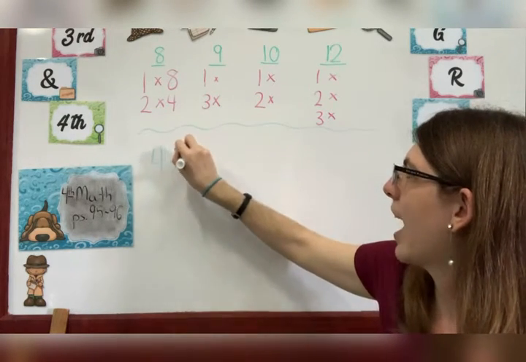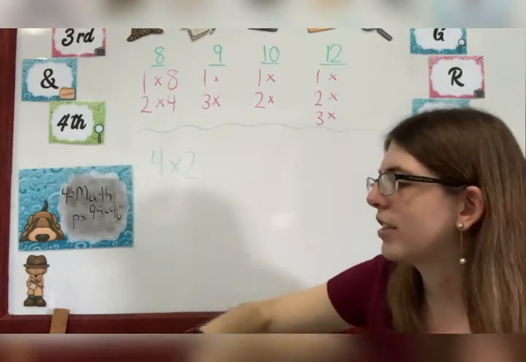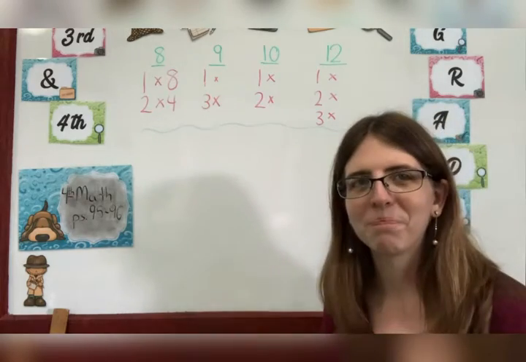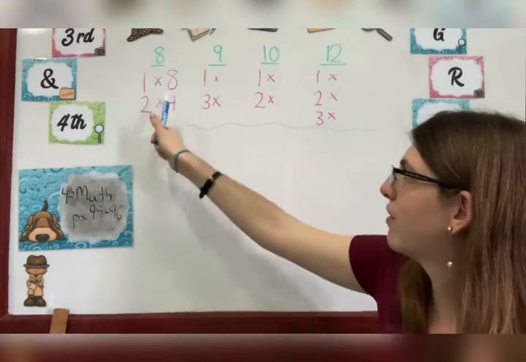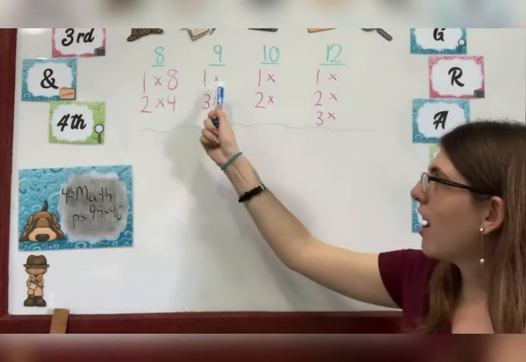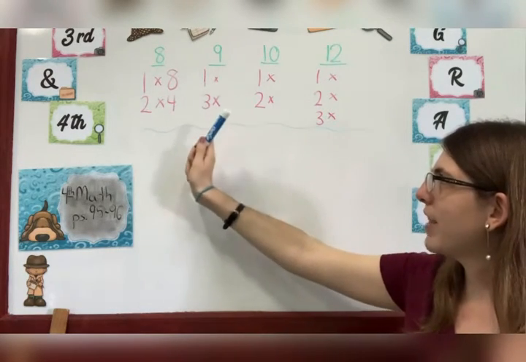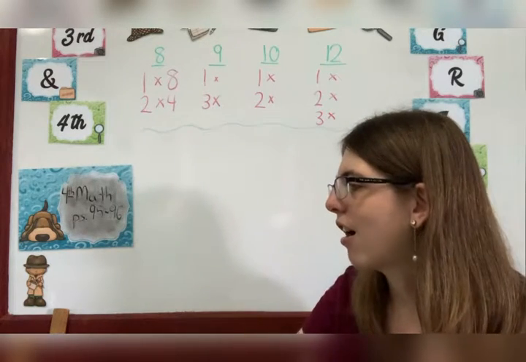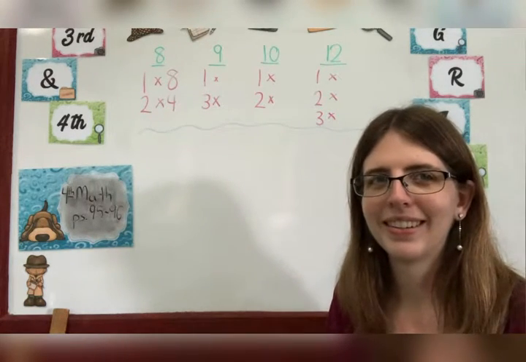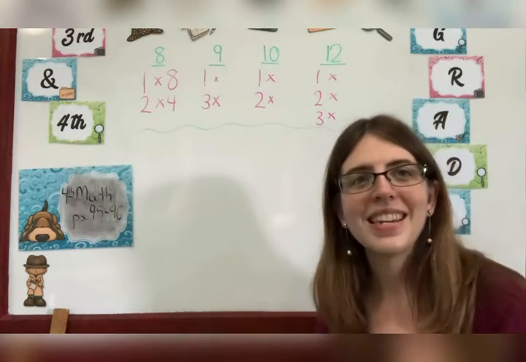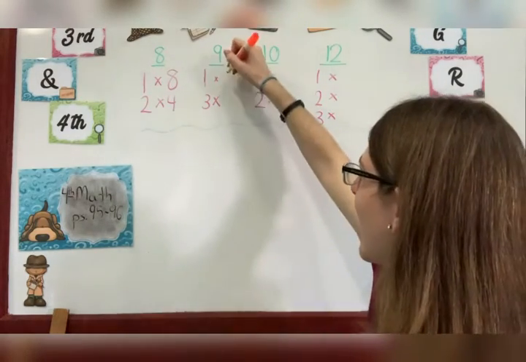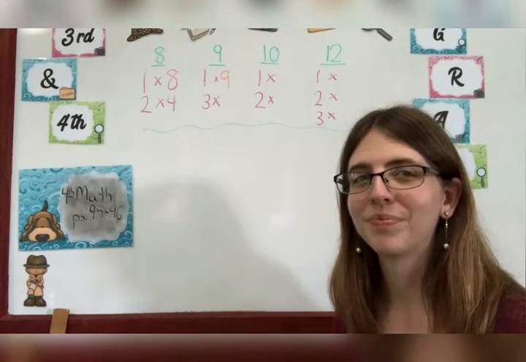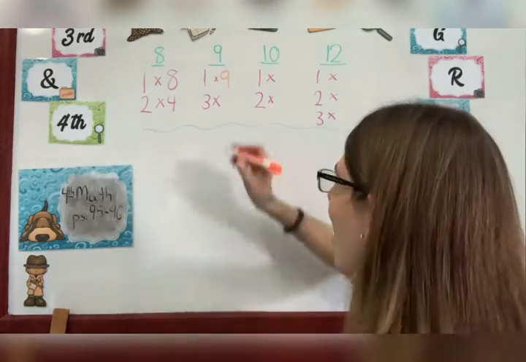I don't have to write it as 4 times 2. I can just keep it as 2 times 4. Only one. Okay? So these are the pairs of factors for 8. How about for 9? It should be 1 times something and 3 times something. So the pairs of factors for 9 are 1 times 9. Very good. And 3 times 3. Good job.